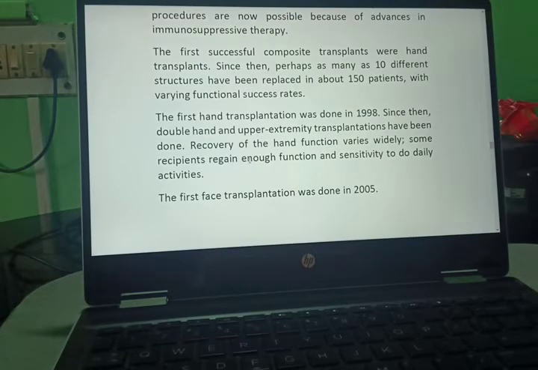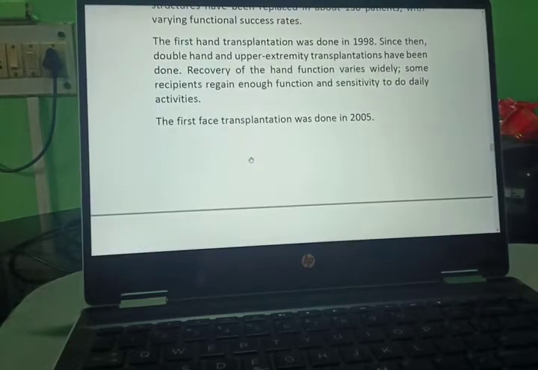The first successful composite transplants were hand transplants. Since then, perhaps as many as 10 different structures have been replaced in about 150 patients. The first hand transplantation was done in 1998.